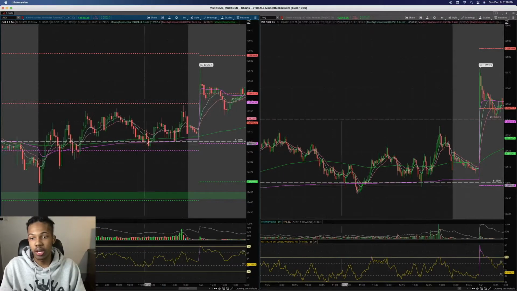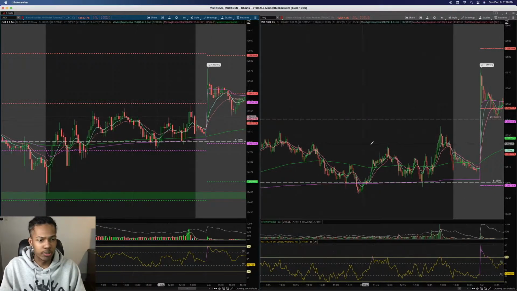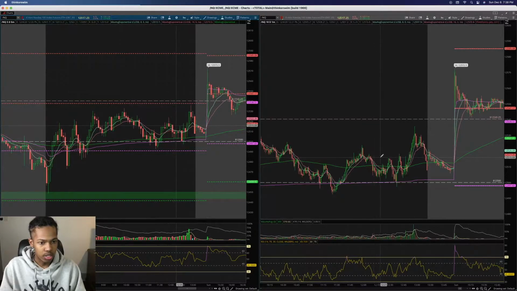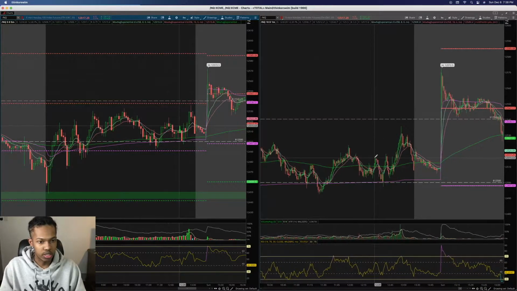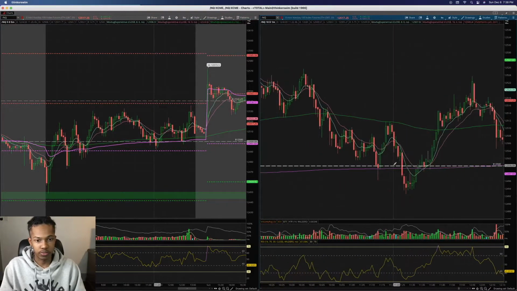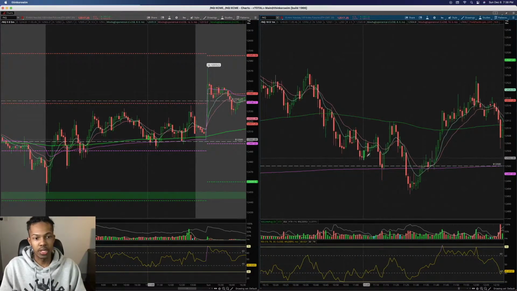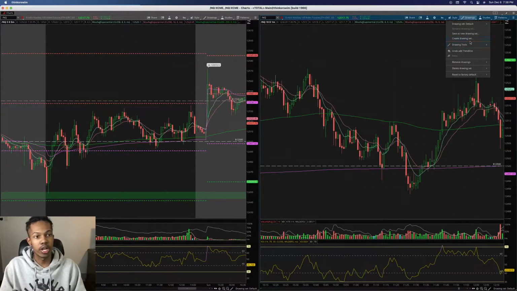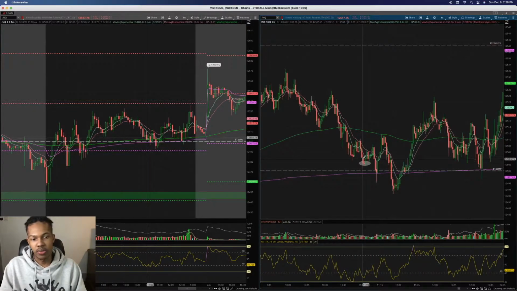So I put a limit order. Let me go into my 1 minute. Let's see, where was it? Right here. So off my 1 minute chart, I put a limit order in. All right, so I had my limit order right here. Price touched it, I got filled, pushed back up a little bit.